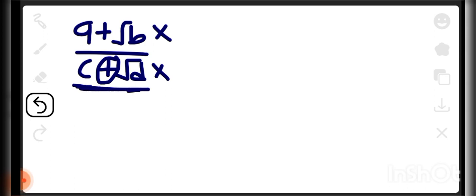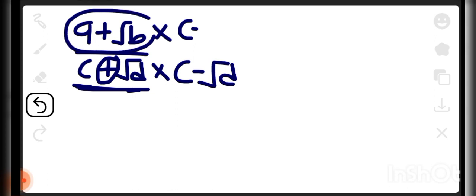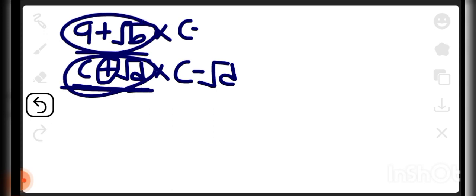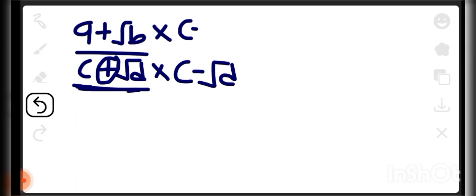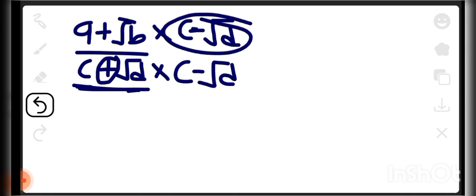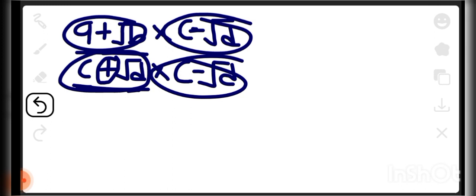So let's take the conjugate of this denominator now. The conjugate of this one becomes c minus root d. Just change the sign. We don't multiply the upper side by the conjugate of the upper side. No. What we do is multiply both the up and down by the conjugate of the downside only. That's how we rationalize. Then we have the same thing here, c minus root d. If you multiply this and this, the sod in the denominator will disappear at the end of the day.